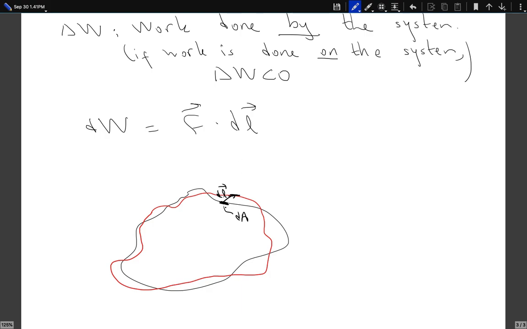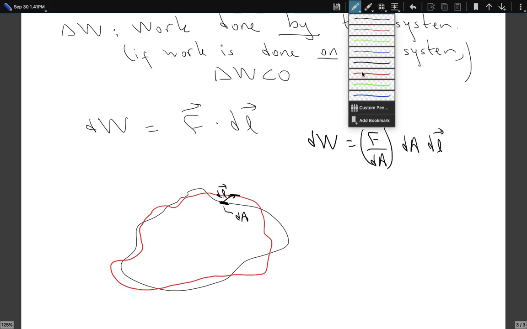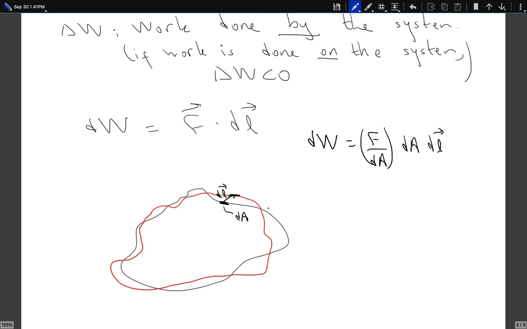And is there a force on it? Well, let's assume there is an internal force acting on it. So dW will be F, or let me put it this way, F over dA times dA. Well, dA is actually an area vector. Are you familiar with area vectors? Let me denote the dA vector to be perpendicular to the area, with magnitude equal to the size of the area.